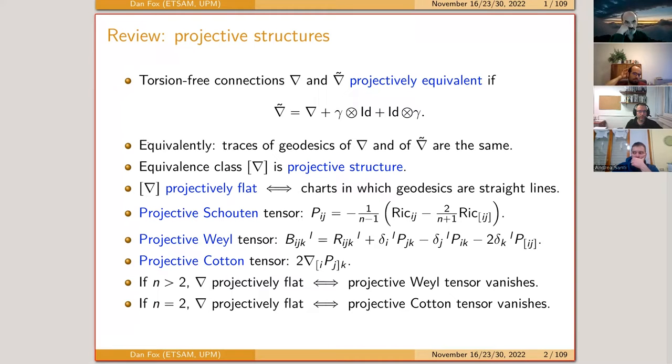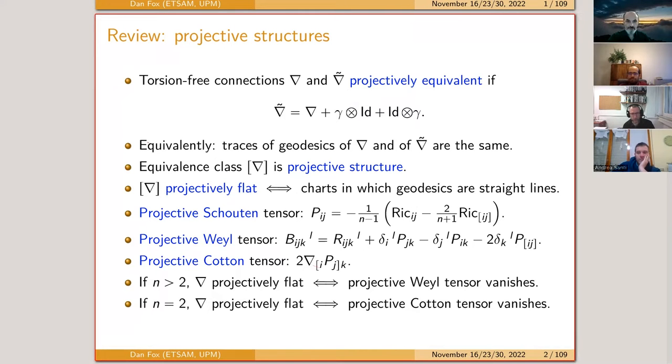And we have exactly the same story as in the case of conformal structures. We have a Schouten tensor, which is a modification of the Ricci tensor. We have a trace-free part of the curvature tensor, which is called the projective Weyl tensor. And we have a projective Cotton tensor, which formally is identical to the conformal Cotton tensor, but defined using the projective Schouten tensor. Again, the differential Bianchi identity tells you the divergence of the projective Weyl tensor is a multiple, n minus 2 times some constant, of this projective Cotton tensor. And so one obtains that projective flatness is characterized by the vanishing of both these tensors if n is bigger than 2, the vanishing of the Cotton tensor following from the vanishing of the Weyl tensor in that case. And if n is 2, simply the vanishing of the projective Cotton tensor.